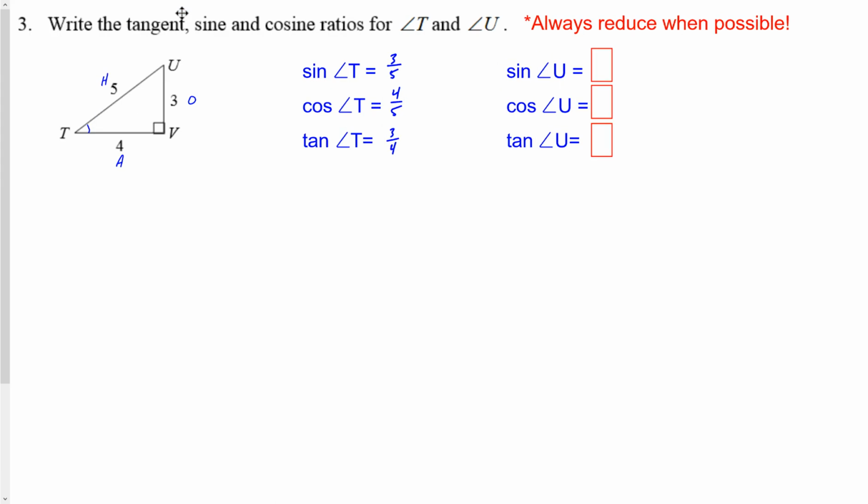And then tangent, opposite over adjacent, is 3/4. So now I'd like you to actually go through and do the sine of angle u, cosine of angle u, and tangent of angle u.